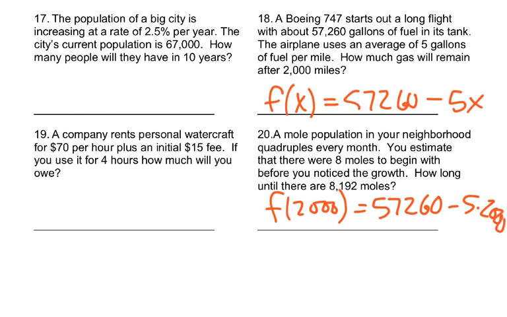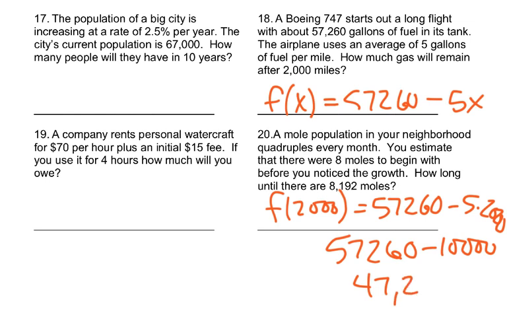So 5 times 2,000 should be 10,000, right? So we get 57,260 minus 10,000. So 47,260 would be after the 2,000 miles.